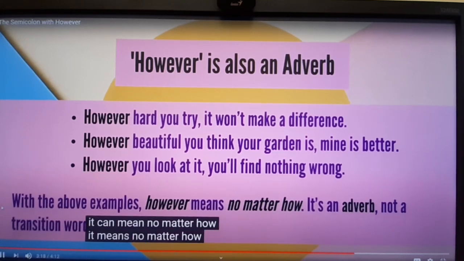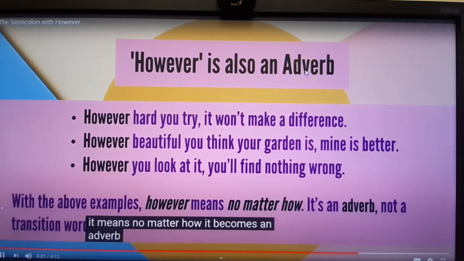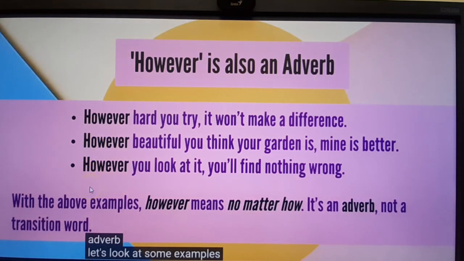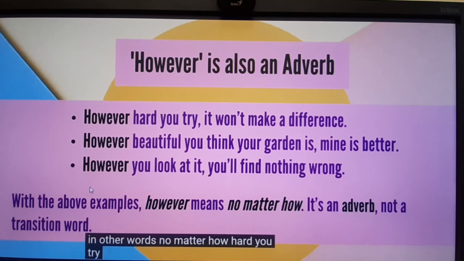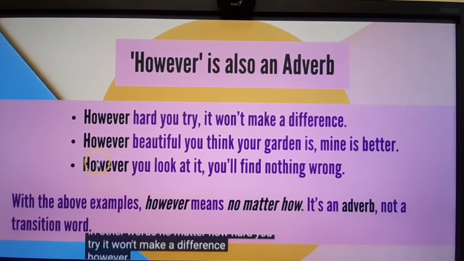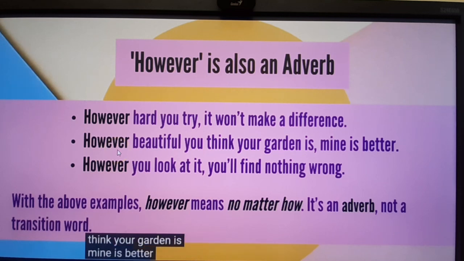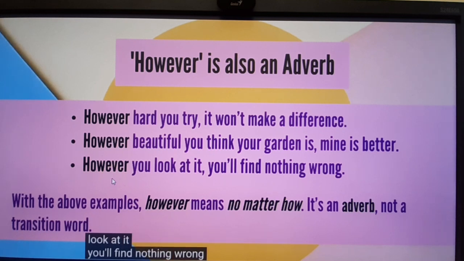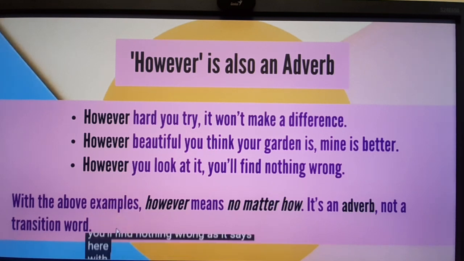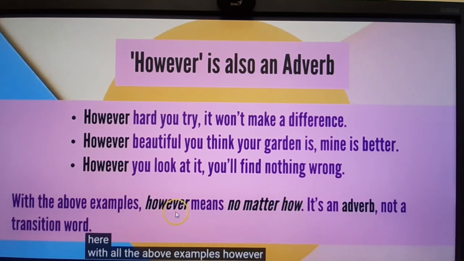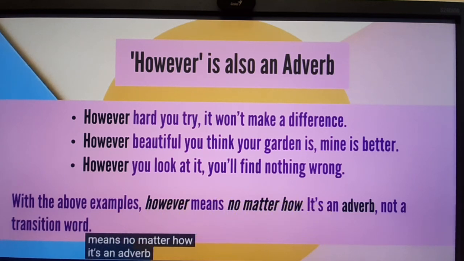When it means no matter how, it becomes an adverb. Let's look at some examples. However hard you try, in other words, no matter how hard you try, it won't make a difference. However, no matter how beautiful you think your garden is, mine is better. However, no matter how you look at it, you'll find nothing wrong. As it says here, with all the above examples, however means no matter how. It's an adverb, not a transition word, so you don't need any commas.